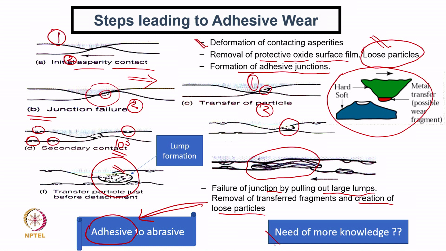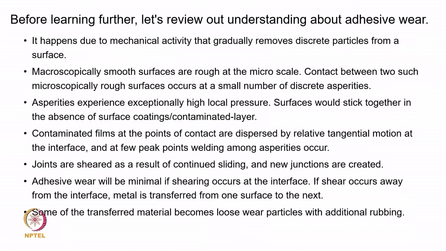The question comes, do we require more knowledge or are we ready to model the adhesive wear? In my view, before moving to further knowledge, or thinking about getting more and more knowledge, let us review what our understanding is about adhesive wear. We understood that adhesive wear happens due to mechanical activity that gradually removes a discrete particle from a surface. If it is metal to metal, naturally there will be interaction; the metal will transfer first electrons, and then the material also will get transferred.